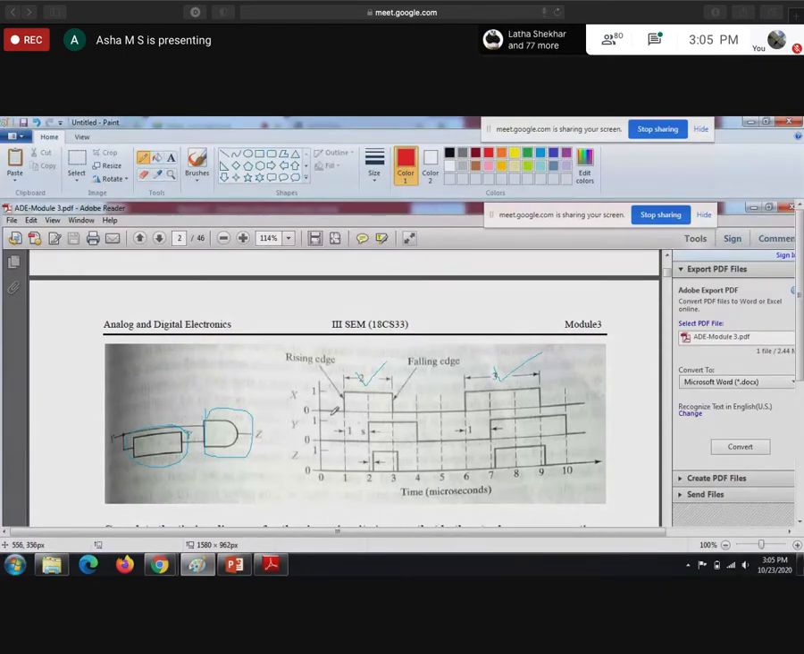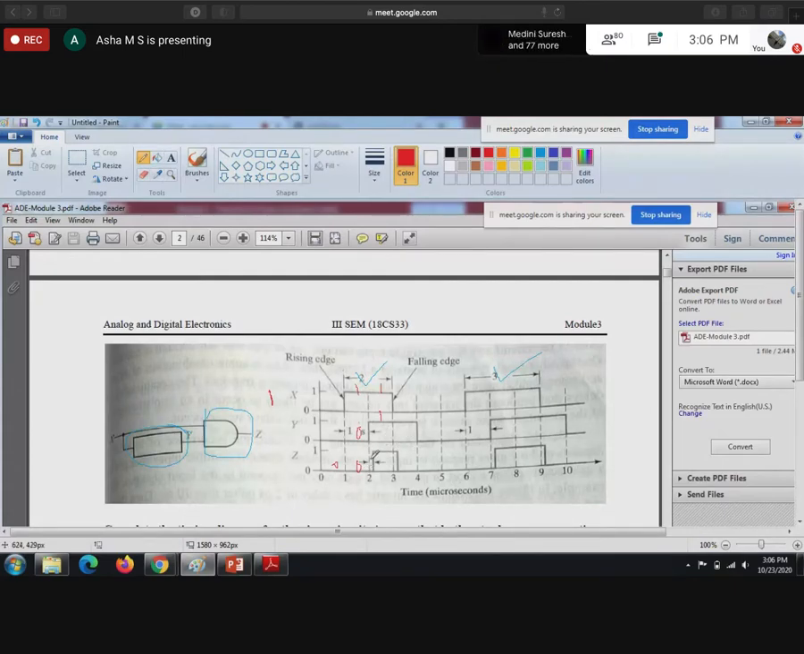Check here, X and Y. Initially X and Y are 0, so the AND gate output is 0. Next, at 1 microsecond, X is 1 and Y is 0, so it is 0. Correct, right? Next here, X is 1 and Y is 1. See, previously X was 1, now Y is 1. Both the inputs are 1, which means the output of the AND gate should be 1.